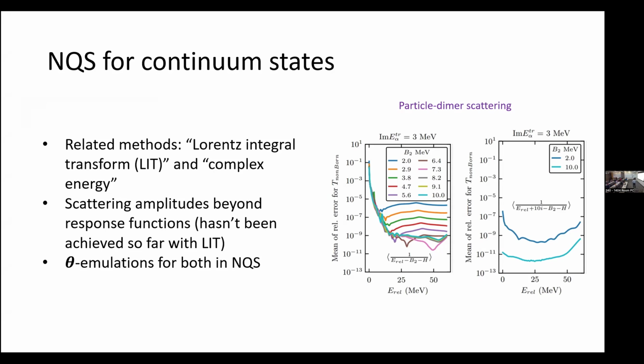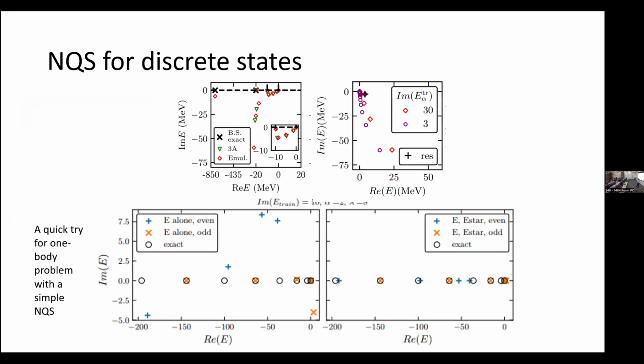Now, the other thing I want to emphasize is that traditionally LIT has been focused on the response function. Here I want to show that it actually goes beyond that. You can do scattering amplitudes, all kinds of different things. So this is the emulation error for emulating the T matrix. It's really about nuclear, particle-dimer scattering amplitudes using this complex energy method. So this is the error for different dimer binding energies. Of course, in the future, we can also think about emulation for both these types of calculations in NQS or any other framework.